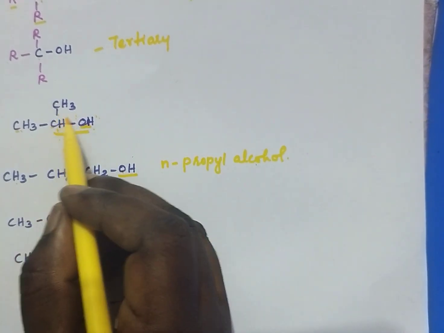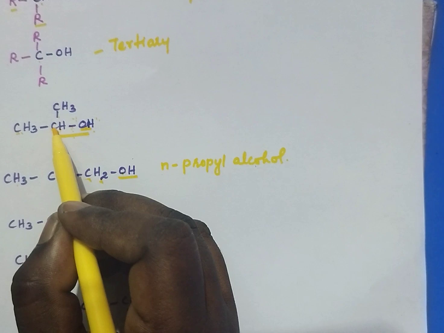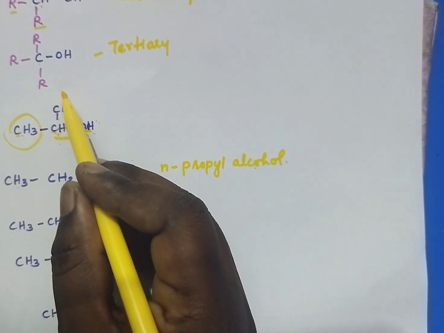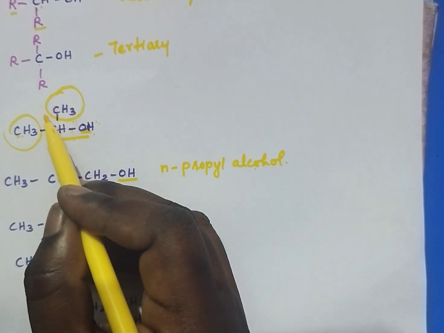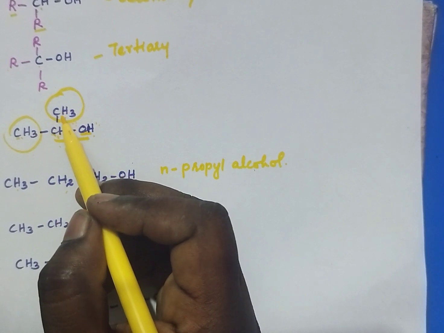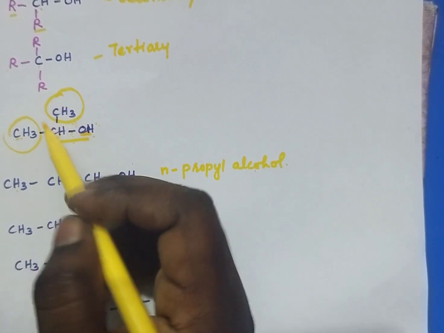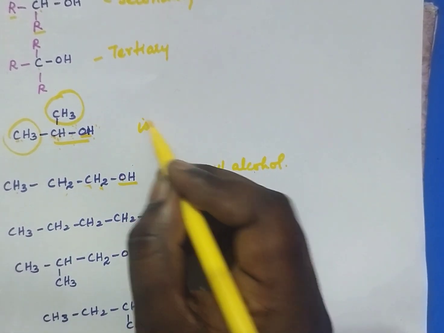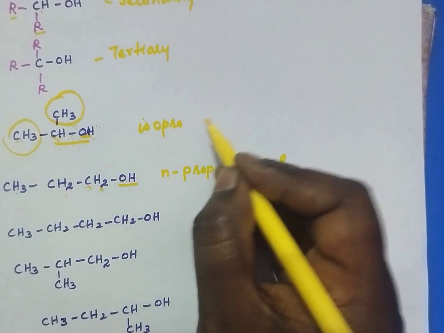But here there is a branching, and in this hydroxy carbon there are 2 alkyl groups. These 2 alkyl groups are the same, isn't it? So same means we can say iso. So this compound is known as isopropyl alcohol.